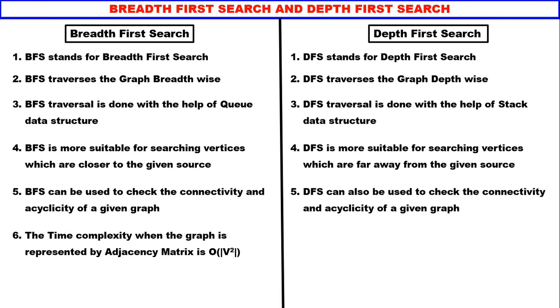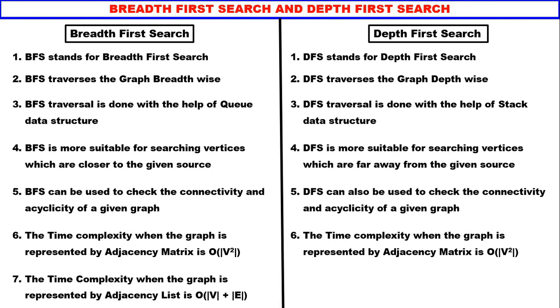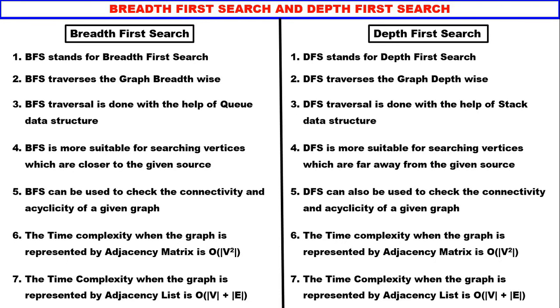The time complexity when the graph is represented by adjacency matrix is big O of V squared in case of BFS. In case of DFS also, it is the same. So, when the graph is represented by adjacency matrix, in both BFS and DFS, the time complexity is big O of V squared. The time complexity when the graph is represented by adjacency list is big O of number of vertices plus number of edges, in case of BFS and in case of DFS also. So, these are the 7 comparison points for BFS and DFS.